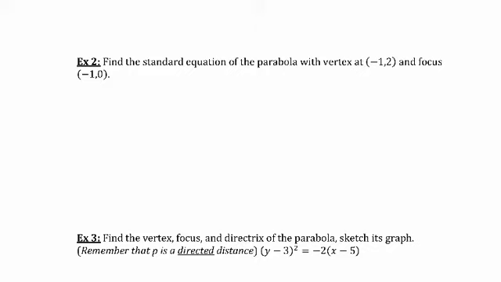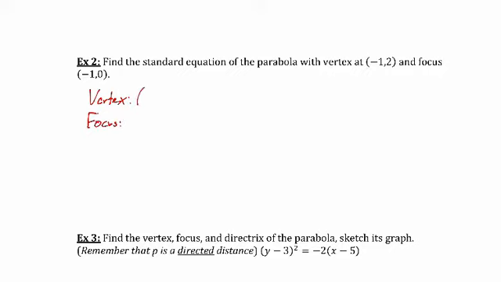Example 2 is changing things up a little bit. We're asked to find the standard equation of the parabola with the vertex at -1, 2 and a focus at -1, 0. Now, one thing I didn't address on the previous problem is the axis equation. So let's take a look at that a little bit more in detail in this one.